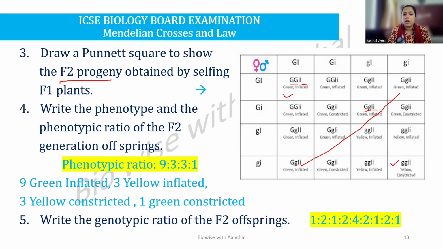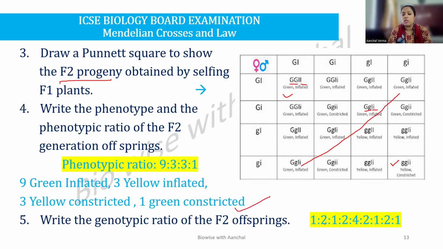So what is the phenotypic ratio? 9 is to 3 is to 3 is to 1, where 9 is the green inflated and the last one is yellow and constricted. In between, there is a combination. So green and inflated, yellow and constricted, then it will be green and constricted, yellow and inflated. That is how you are going to write the ratios.